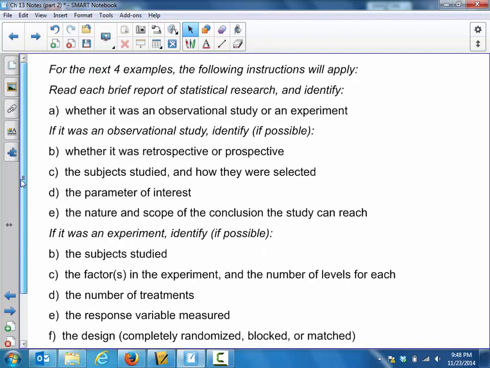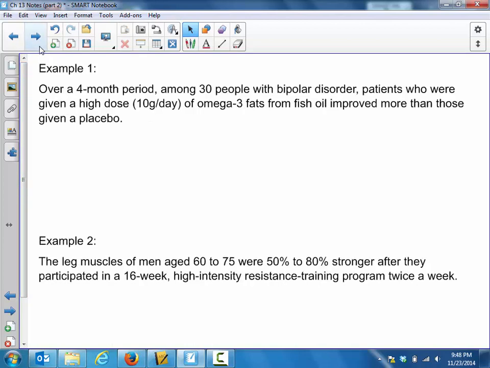Okay, so for the next 4 examples, we're going to go with the following instructions. I'll let you look through these. It looks pretty dense. It's really not that bad. All we're doing is analyzing first: is the example an observational study or is it an experiment? And then if it's an observational study, we'll break it down according to 4 things, including retrospective or prospective, subject studied, parameter of interest, nature and scope, etc. With an experiment, we're going to break it down similarly.